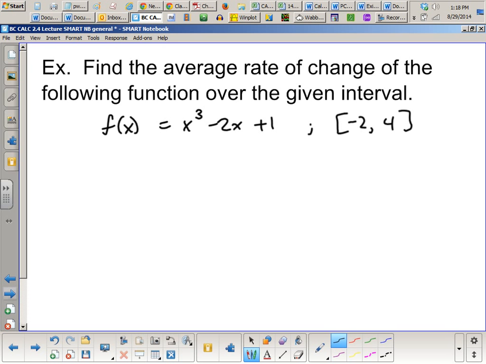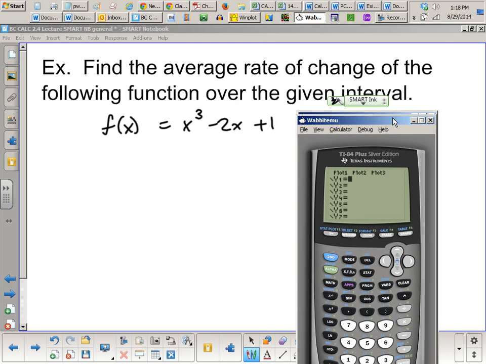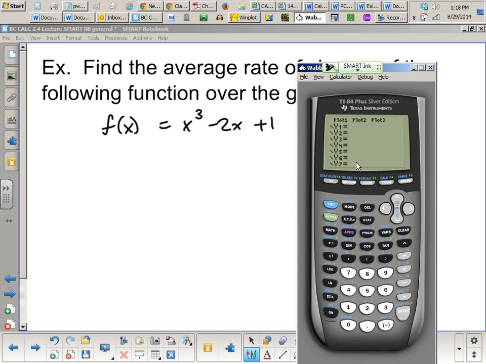Okay, so let's see what this graph looks like. Let me turn on my calculator, delete some of this pre-calc stuff I got going. Don't forget to write down that domain, okay? -2 to 4.